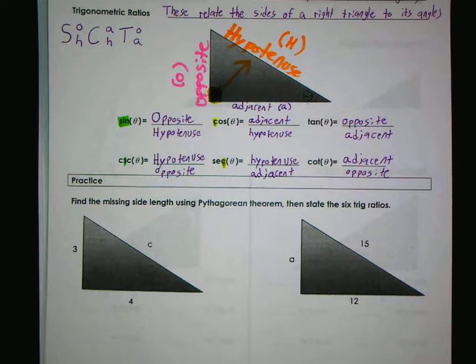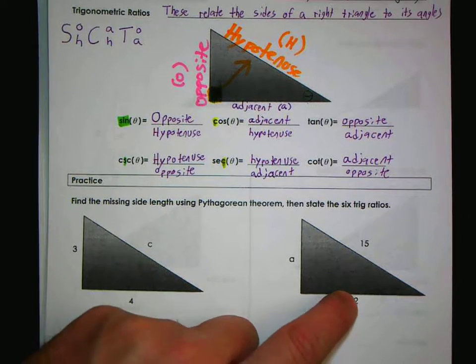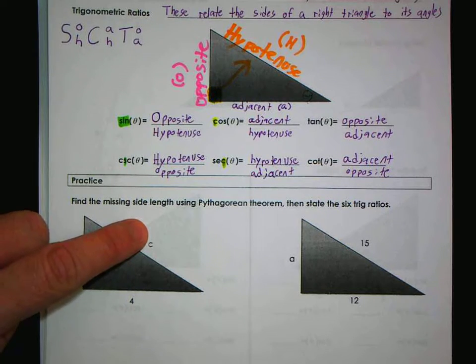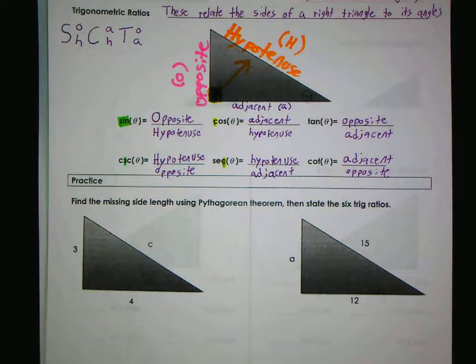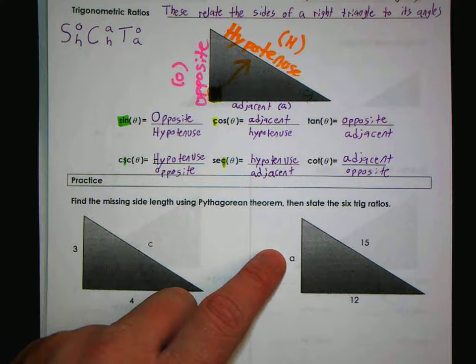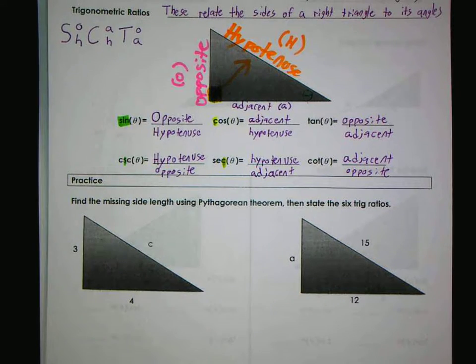But these shouldn't take you any time at all. In fact, I don't remember what this one is, but if you have legs that are 3 and 4, it's always 5. That's called a Pythagorean triple, and I just have that memorized. And 12, 15, I can't remember what that one is, maybe 13? But there's a whole list, and they're called Pythagorean triples that you can memorize.